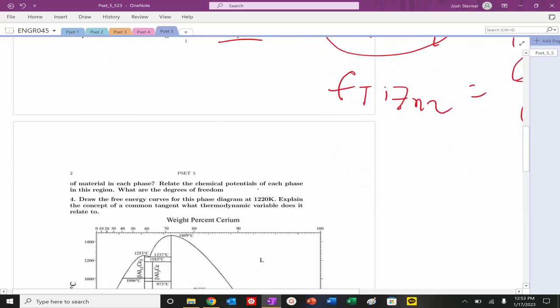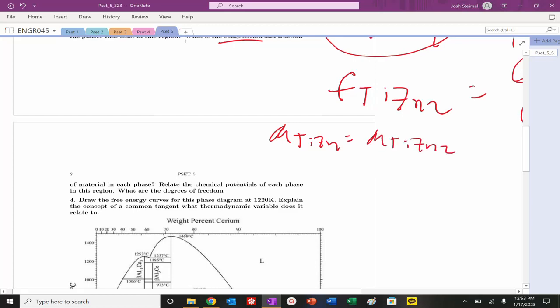Relate the chemical potentials of each phase in the region. So if I'm in a two-phase region, the chemical potential of TiZn is equal to the chemical potential of my TiZn2. What are my degrees of freedom?